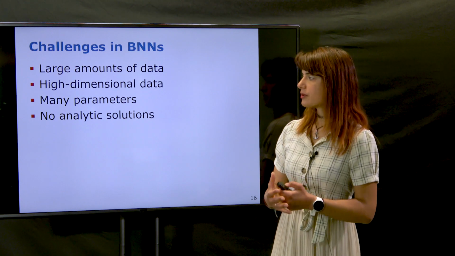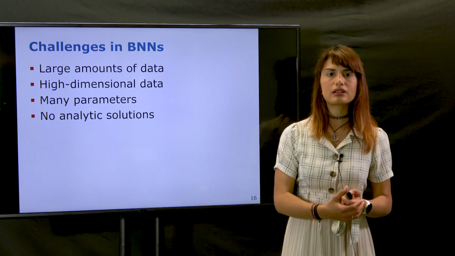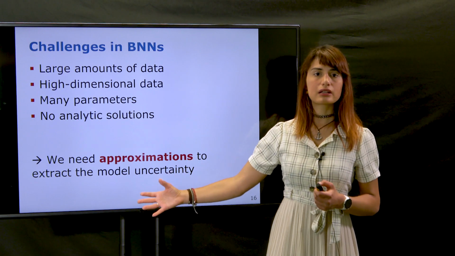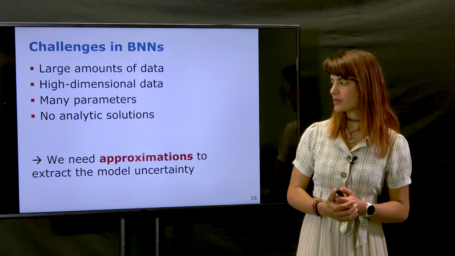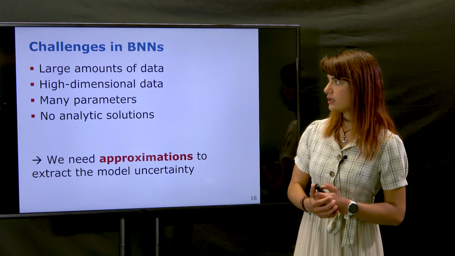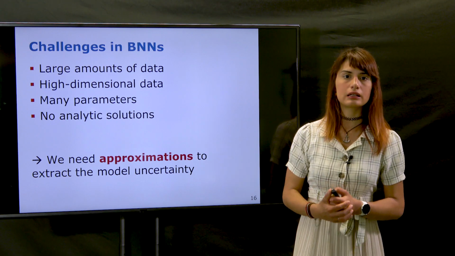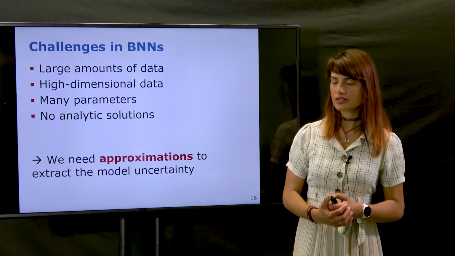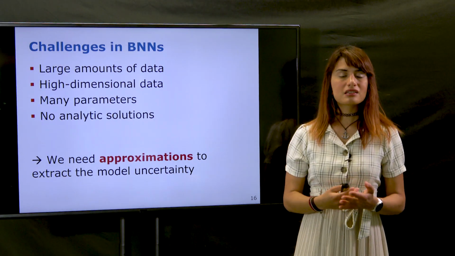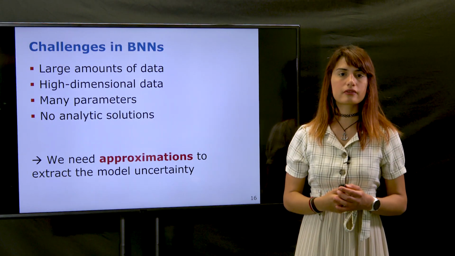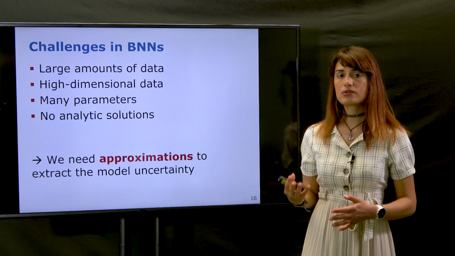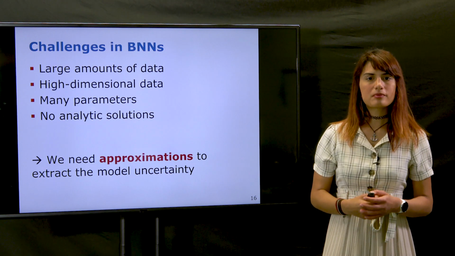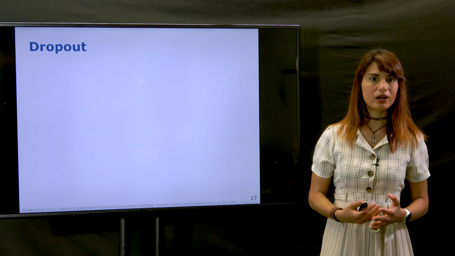And therefore, typically what we do to estimate uncertainty in Bayesian neural networks is resort to approximate methods to extract particularly the model uncertainty or the epistemic uncertainty. In this way, we avoid complex reasoning and increase the efficiency of performing inference in our Bayesian neural networks. In this lecture, we cover two different methods for model uncertainty estimation using approximate techniques from an intuitive point of view. The first method we cover is based on a technique called dropout.